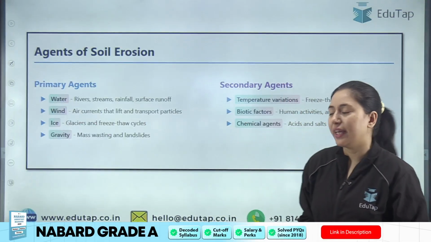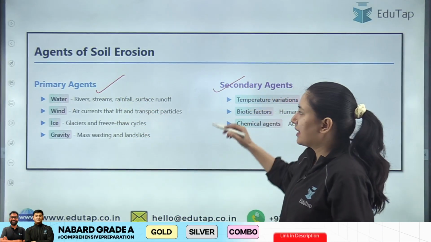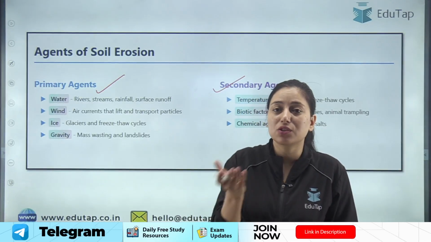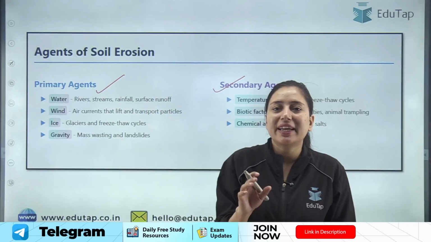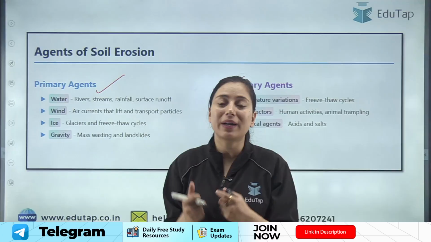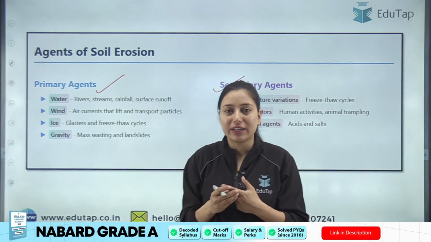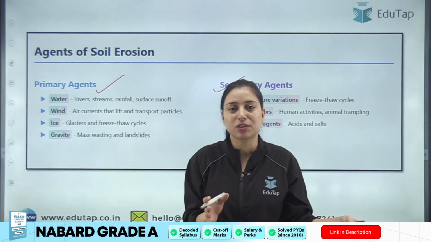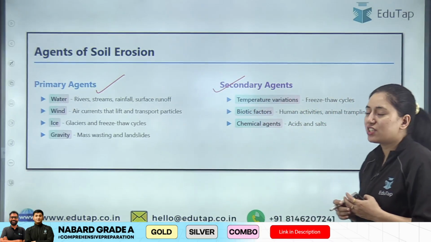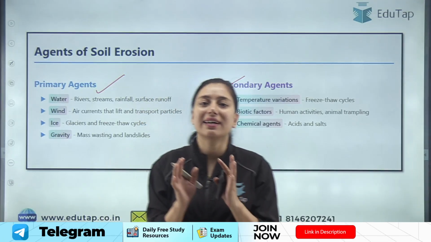Let us now discuss agents of soil erosion, right? So students, we have primary agents and secondary agents. What are agents? Basically the things that lead to the transfer of soil from one place to another place. Primary agents are the agents which are primarily involved. Usually soil erosion happens through primary agents. Mostly, 90% of your soil erosion happens because of primary agents. They are more impactful. Secondary agents are less impactful, and the soil erosion caused by them is very slow or small, right?